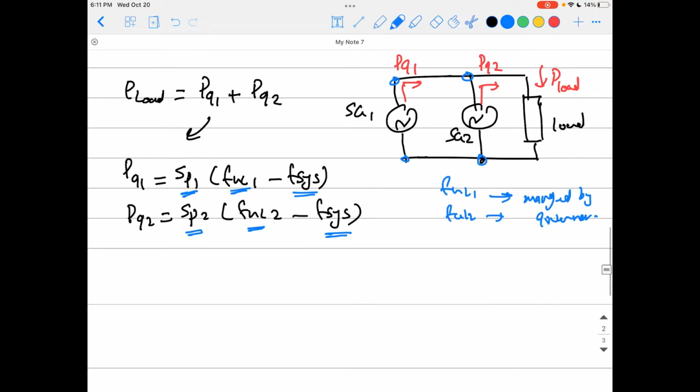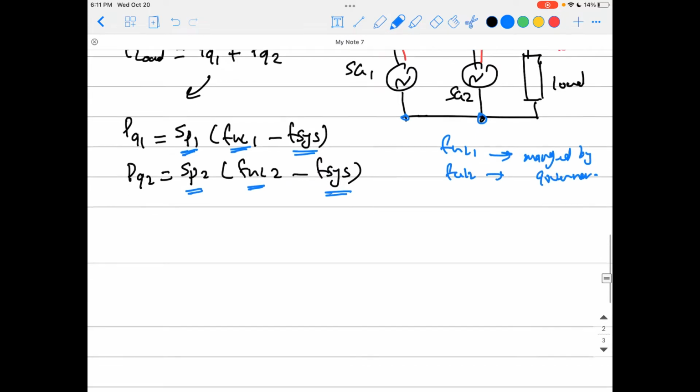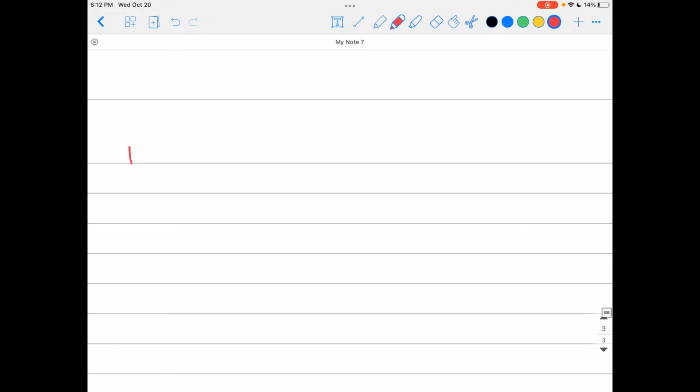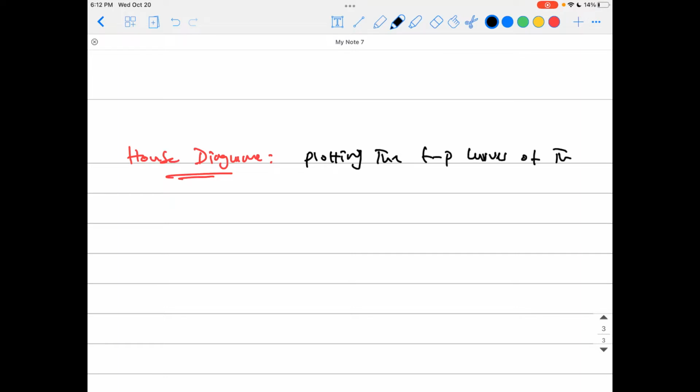So to determine the load sharing between those two similar sized generators, we use a very famous diagram. We call it the house diagram. Why are we calling it a house diagram? We'll be just seeing it now. So the house diagram is basically plotting the FP curves of the two similar sized generators together.